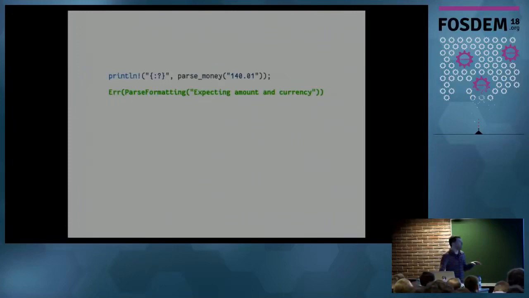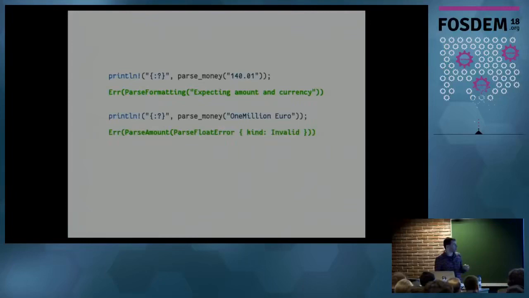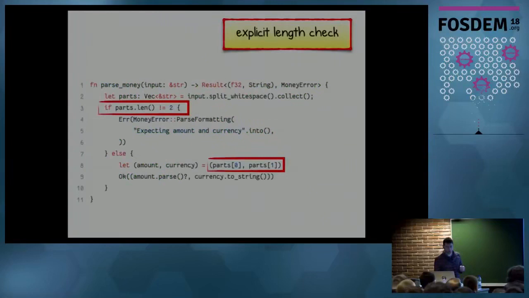With that, you get beautiful error messages. So you say, if you're trying to parse something without a currency, you get "expecting amount in currency". If you parse something which is not digits in the beginning, you get a parse float error kind invalid. All of our own types, and the usual suspects for the normal case. But still, we check for the length here explicitly. And there might be a better way.